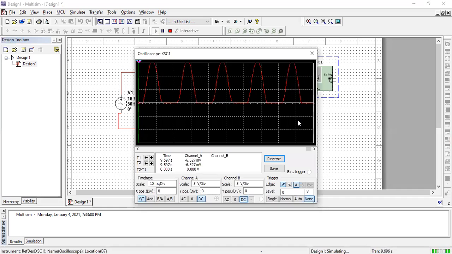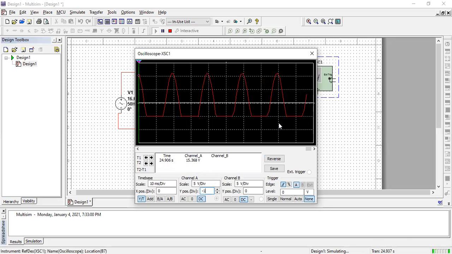Okay, so this is your waveform on your oscilloscope. So wave is a little bit shifted to upward. So we need to bring our wave downward. Okay. So now you can calculate the peak to peak voltage for the given circuit.